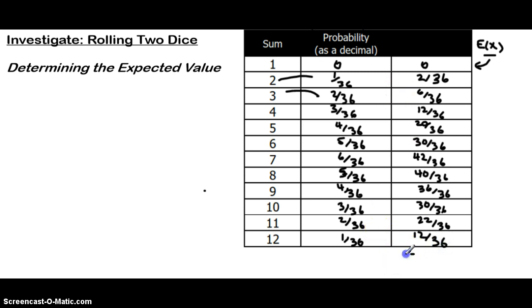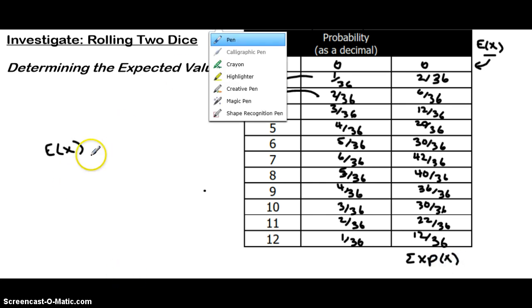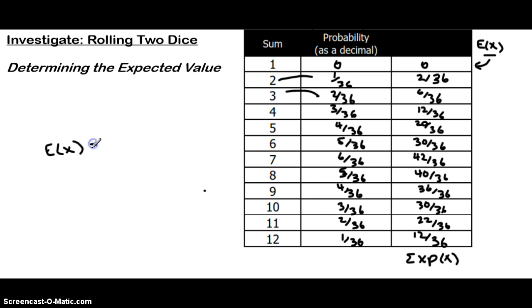Now again, I need to find the sum of this column. So I'm going to pause here and calculate. Okay, so now I need to add up this column. So the expected value will be the sum of that last column, which is 252 over 36. So again, I didn't reduce my answers here so I could have that common denominator, and when I divide that works out to 7. So again, what that means is that's the long-term average.